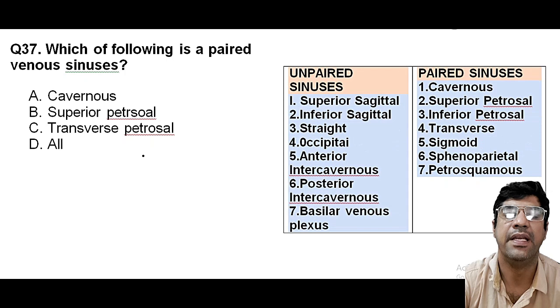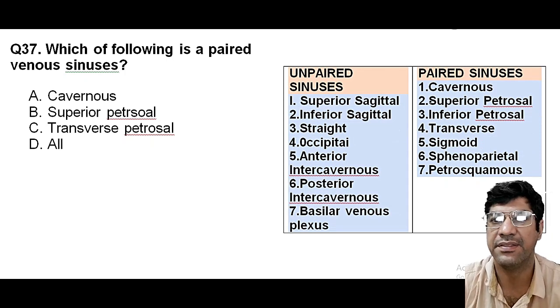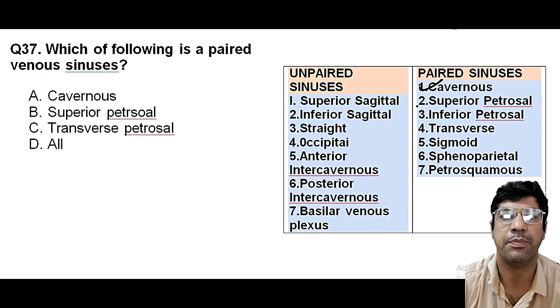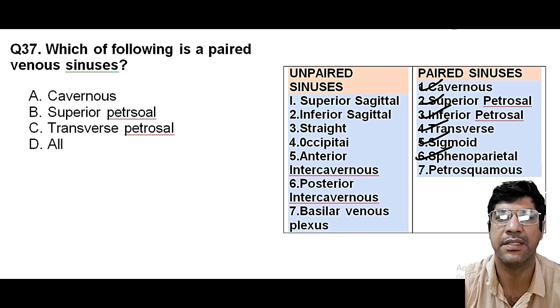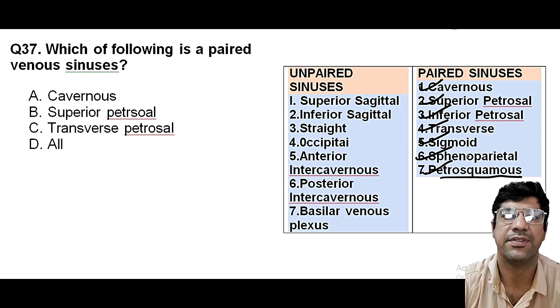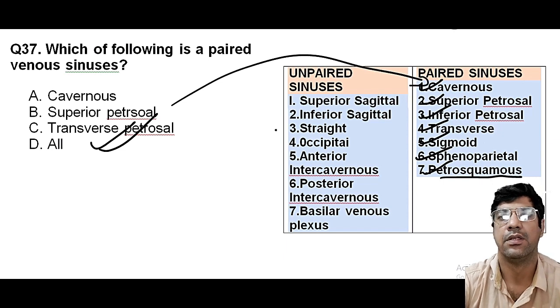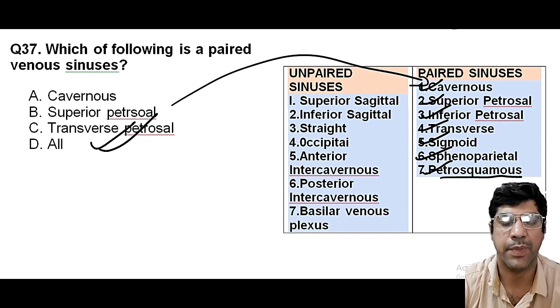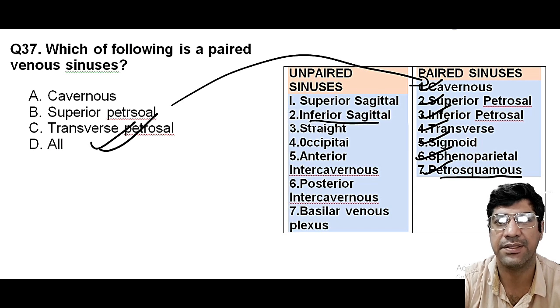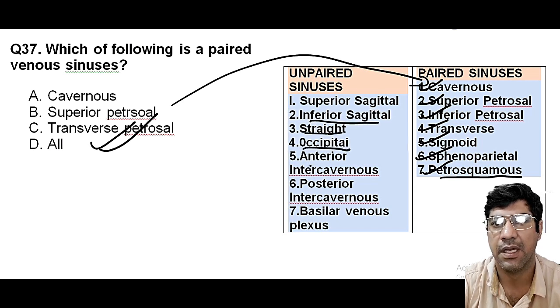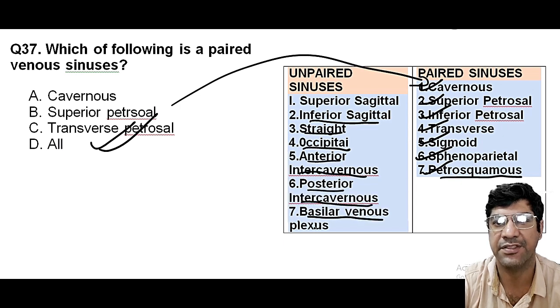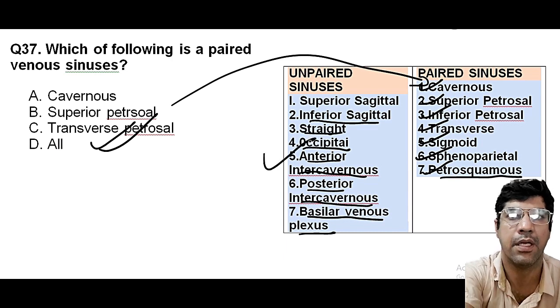Which one is a paired venous sinus? Remember the paired venous sinuses: cavernous sinus, superior petrosal sinus, inferior petrosal sinus, transverse sinus, sigmoid sinus, sphenoparietal sinus, petrosquamous sinuses. So answer is all of them are paired sinuses. The unpaired sinuses are the superior sagittal sinus, inferior sagittal sinus, straight sinus, occipital sinus, anterior intercavernous sinus, posterior intercavernous sinus, basilar venous plexus. All are unpaired sinuses.